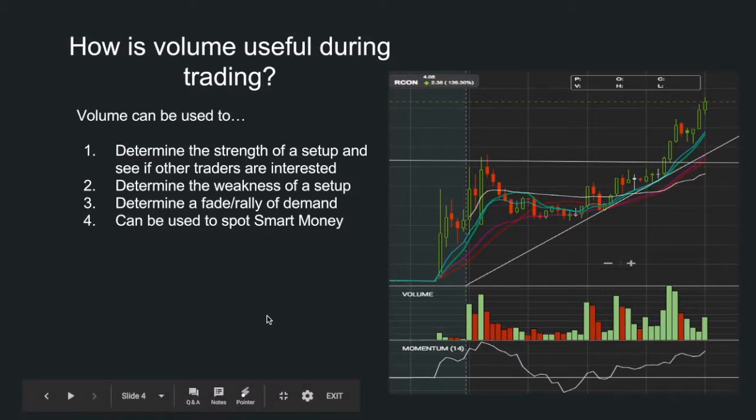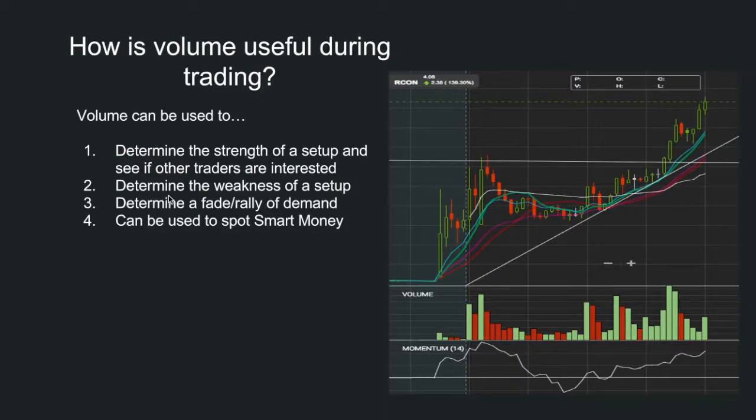How is volume useful during trading? Volume can be used to determine the strength of a setup and see if other traders are interested. As you can see here, the volume right here was bigger than the volume right here, which allowed the price to move up and pass this resistance point right here and keep going even.